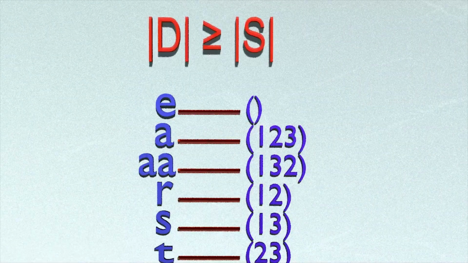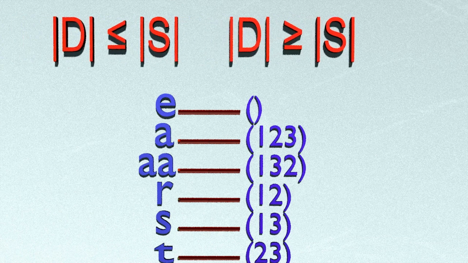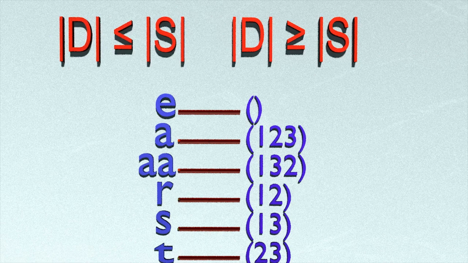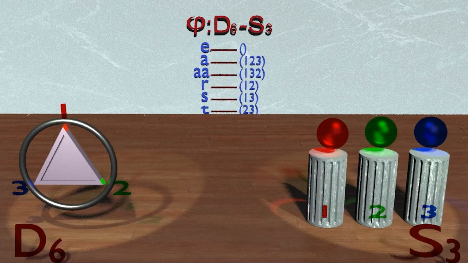To be onto, there must be at least as many or more elements in the domain, D6, to cover all of the elements in the range, S3. How can there be at least as many or more elements in S3 than in D6, and at least as many or more elements in D6 than S3? This can only happen when both D6 and S3 have the same number of elements. For an isomorphism, the mapping is 1-to-1 and onto, called a bijection. Two isomorphic groups have the same number of elements.